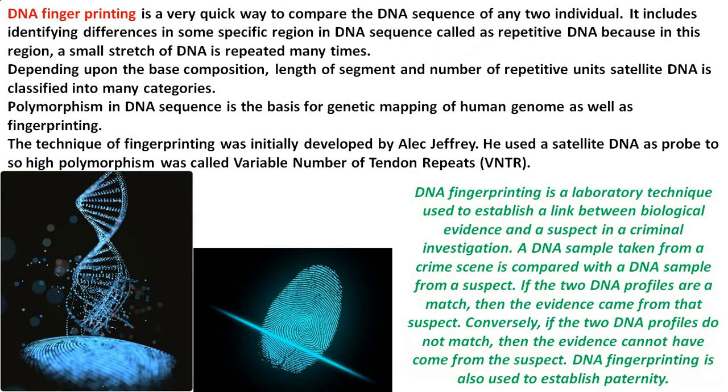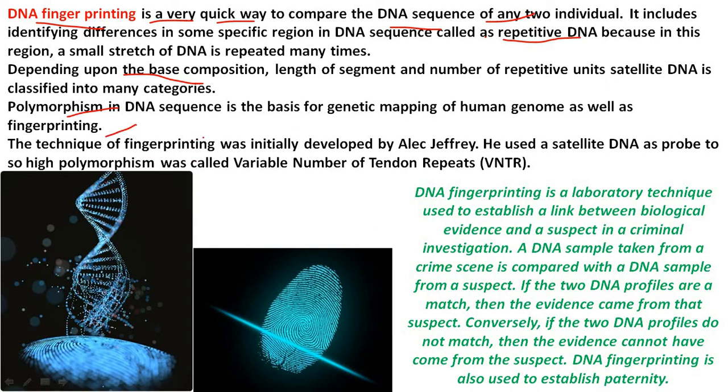I'm coming to this. DNA fingerprinting is a very quick way to compare the DNA sequence of any two individuals. It includes identifying the sequence in some specific region. In the DNA sequence there is what is called repetitive DNA, because in this region a small stretch of DNA is repeated many times. Depending upon the base composition, the length of the segment, and the number of repetitive units, satellite DNA is classified into many categories. The polymorphism in DNA sequence is the basis for genetic mapping of the human genome as well as fingerprinting.